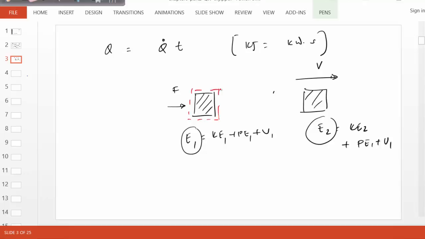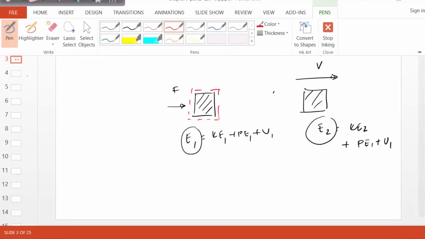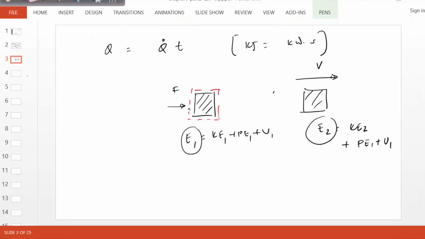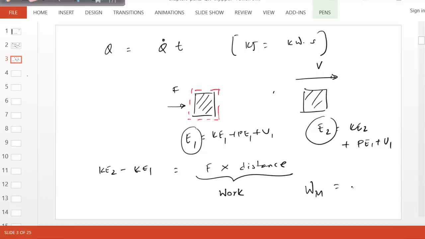And in thermodynamics, that's called work. Well, when you find out exactly the change in kinetic energy using Newton's law of motion, you can show that KE2 minus KE1 will be exactly equal to force times distance. And that's called work. So in general, we call it mechanical work to distinguish it from other types of work.